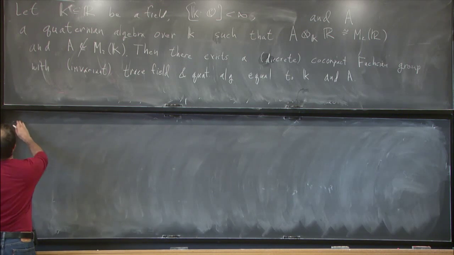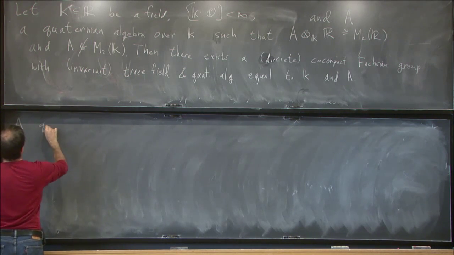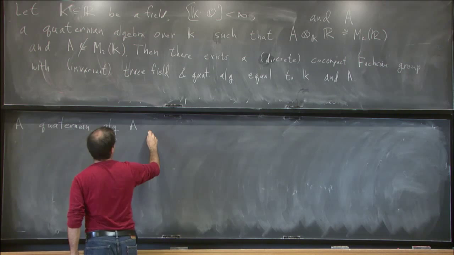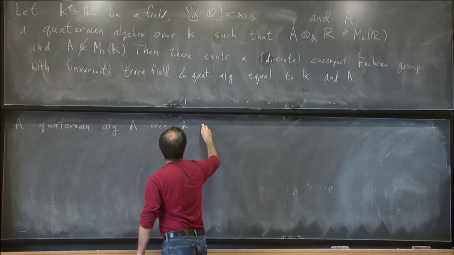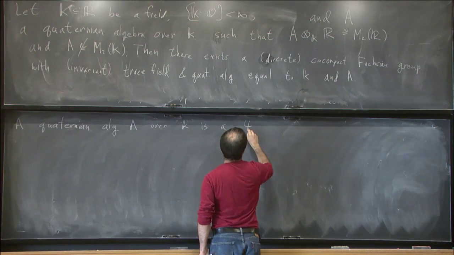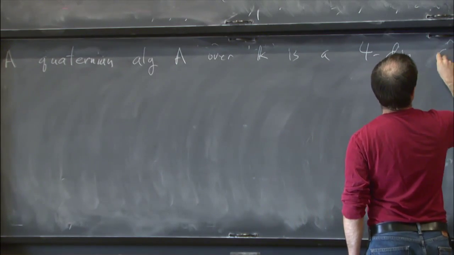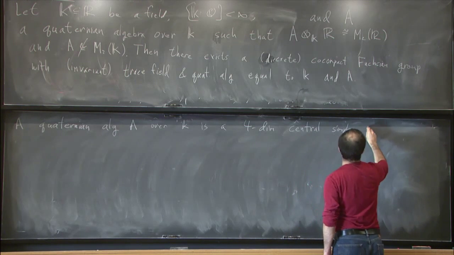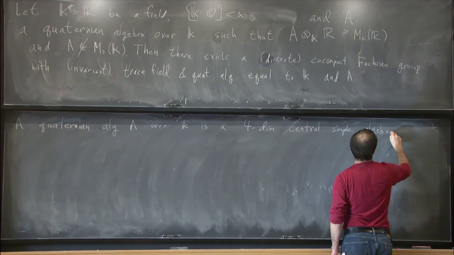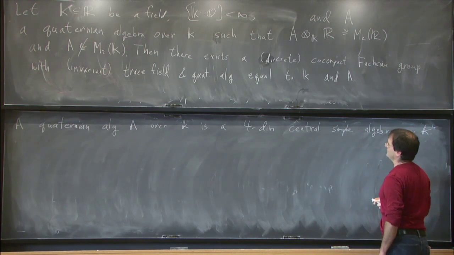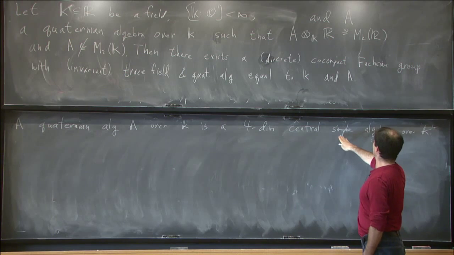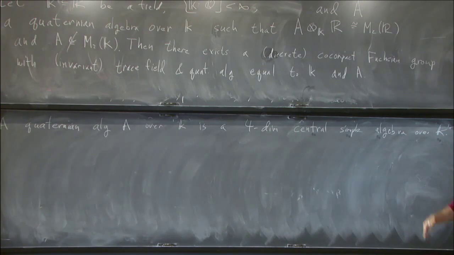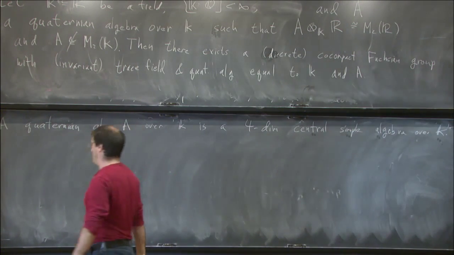So a number field is just a finite extension, of course. A quaternion algebra A over K is a four-dimensional central simple algebra. This is one definition. So simple means, of course, it has no two-sided ideals. Central means that the center of the algebra is just the K sitting inside the algebra, and it should be four-dimensional.